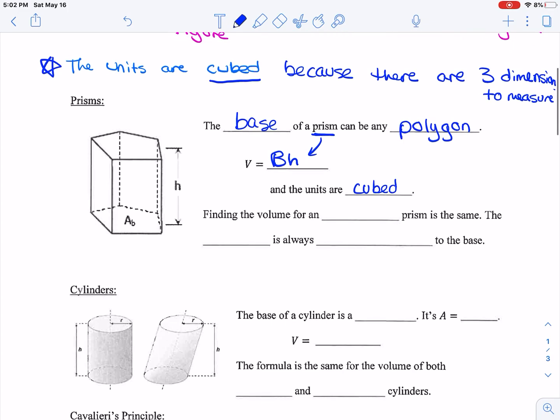And then finding the volume for what's called an oblique prism. So remember oblique, that was in your last set of notes, I believe. That's just when you have a slanted prism. So it's the same exact idea, and the height is always going to be perpendicular to the base. So you're going to see that down here in the cylinders. This right here is an oblique cylinder, but the height is always going to still be that straight up and down from the base, that perpendicular to the base.